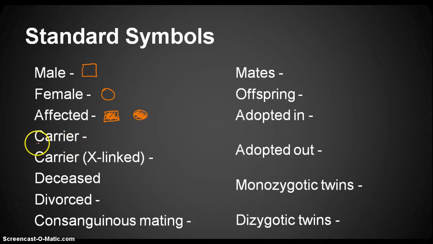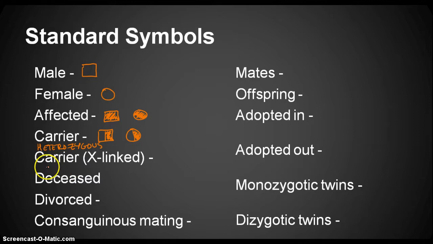If we are heterozygous or a carrier, then we are not showing the trait, but we still have one allele that would code for the trait. In those cases, we shade in half of the shape. Now, a carrier is still going to be heterozygous, even if it's X-linked or is on a sex chromosome.